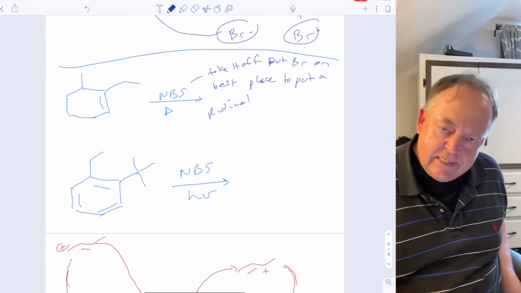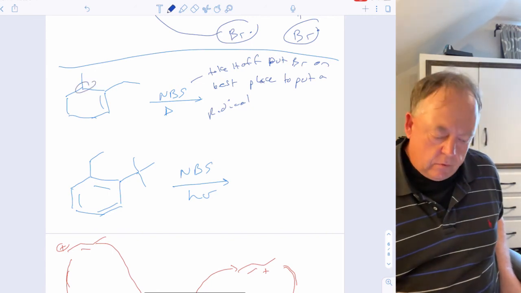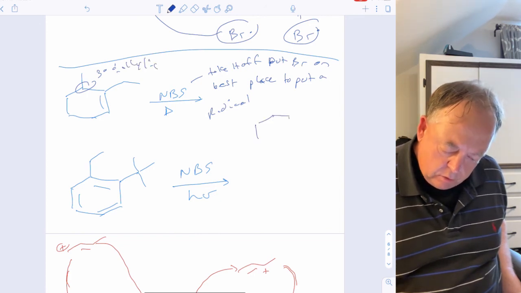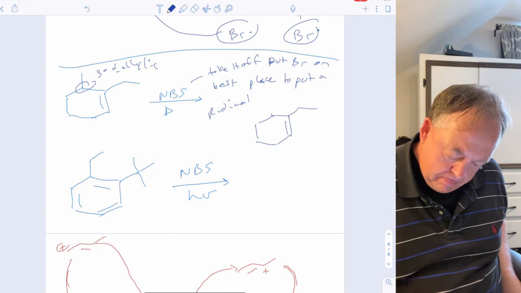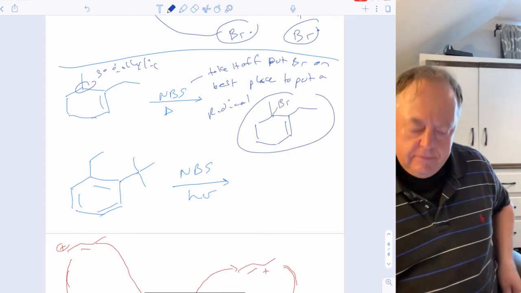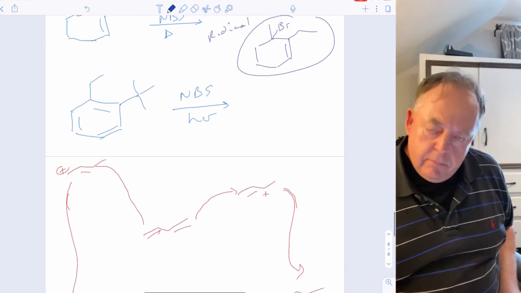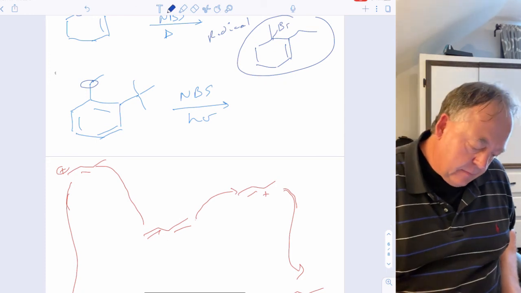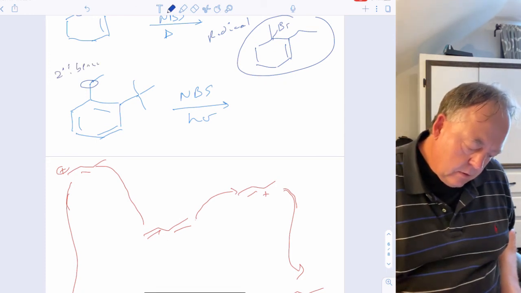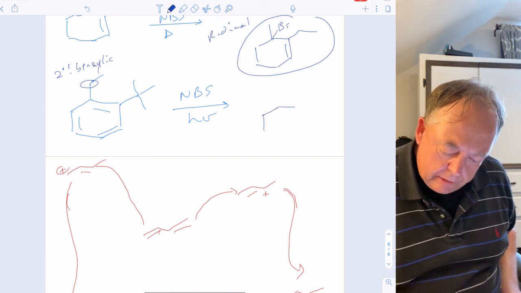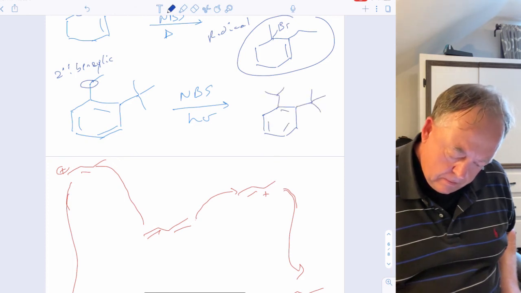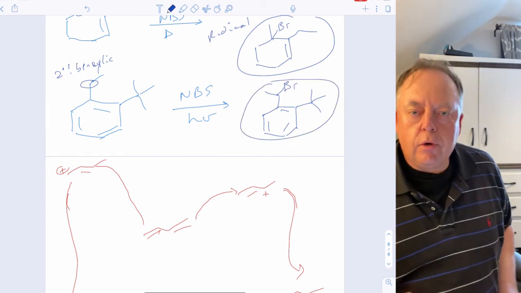Wherever the best place is to put a free radical, which would be right there, right? Because that's tertiary and allylic. So your major product here would be that. And you can do the same thing with a benzylic position as well. So if you take this molecule, the best place to put a radical is right there because that's secondary and benzylic. So all NBS is going to do is a free radical bromination, and that would be your major organic product.